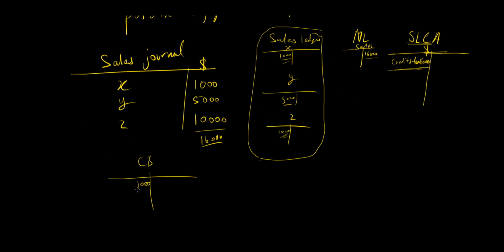X paid us 1,000, the whole amount. Y paid us 4,000, and Z paid us 5,000. So the total money we received is 10,000. Yes, actually 10,000, not about 10,000. So there, this would be 10,000. X is cleared. Y paid us 4,000. Z paid us 5,000.